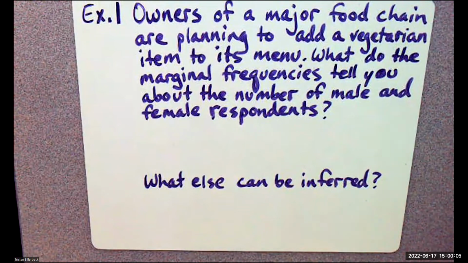So we have the owners of a major food chain who are planning to add a vegetarian item to its menu. What do the marginal frequencies tell you about the number of male and female respondents? What else can be inferred? So let's take a look at our information.